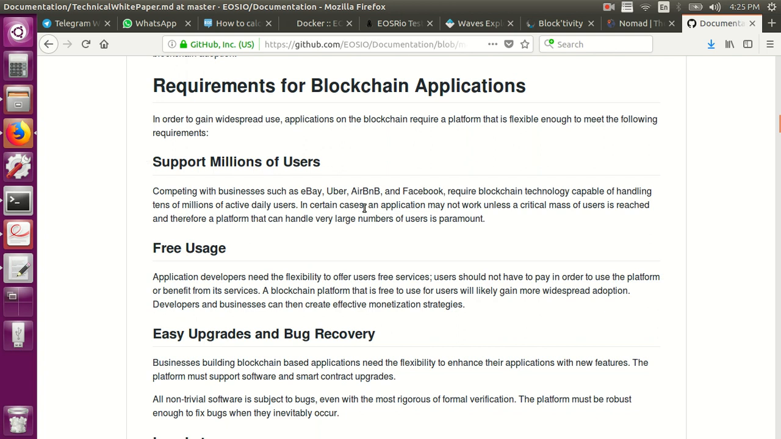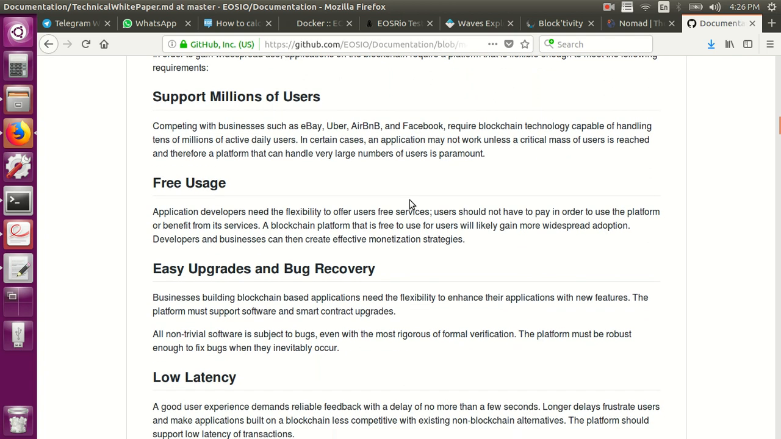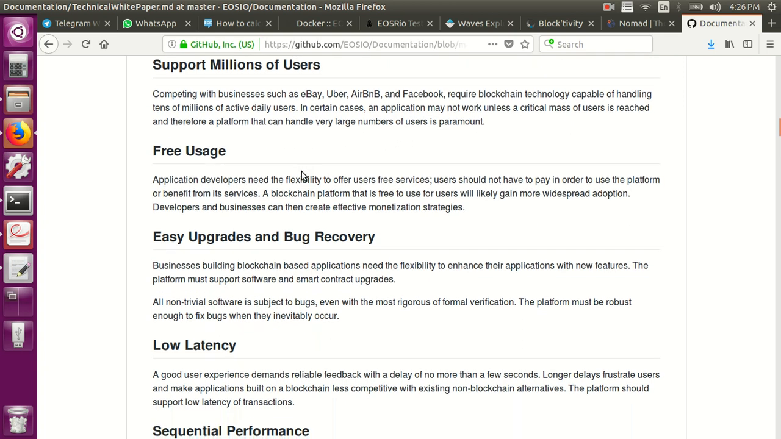The first one is obviously scalability. One of the big problems with Ethereum is it's not scaling very well, so obviously that's something EOS is trying to fix. The other one is free usage. So if you've ever used the Ethereum platform, you know you have to go buy Ethereum somewhere at an exchange using your fiat currency, and that's in order to pay gas costs and all this other stuff.